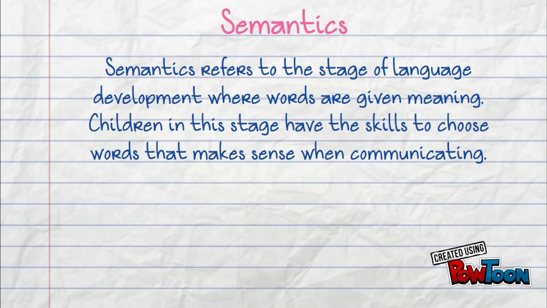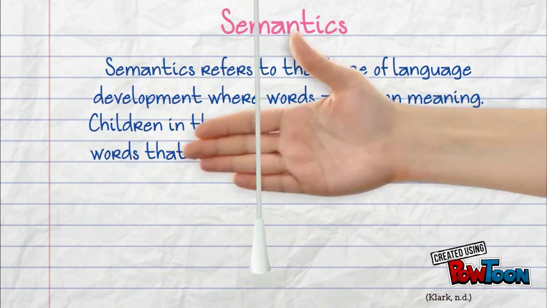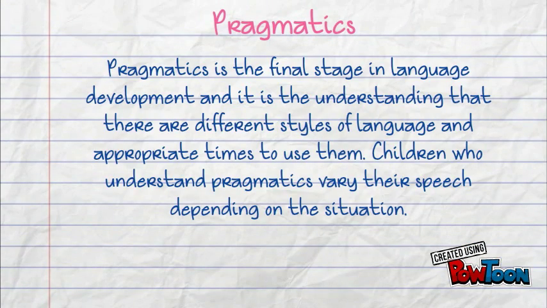Semantics refers to the stage of language development where words are given meaning. Children in this stage have the skill to choose words that make sense when communicating. Pragmatics is the final stage in language development and is the understanding that there are different styles of language and appropriate times to use them. Children who understand pragmatics vary their speech depending on the situation.